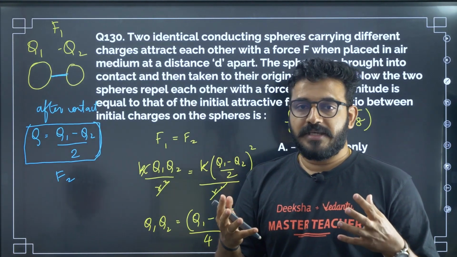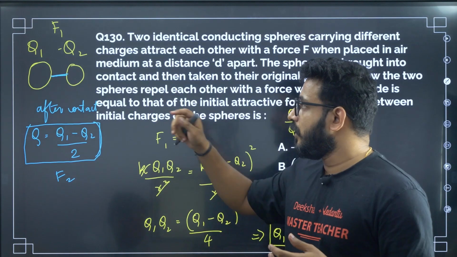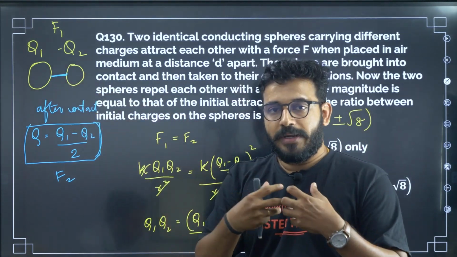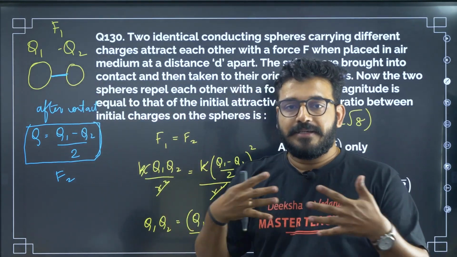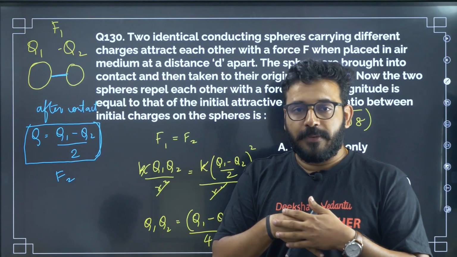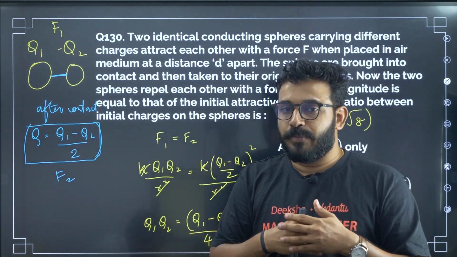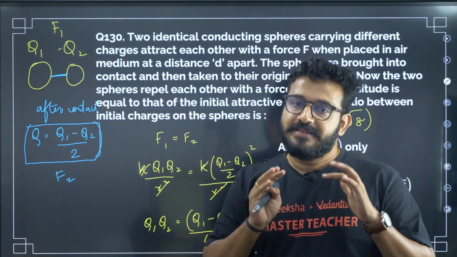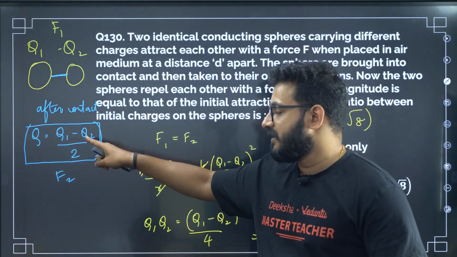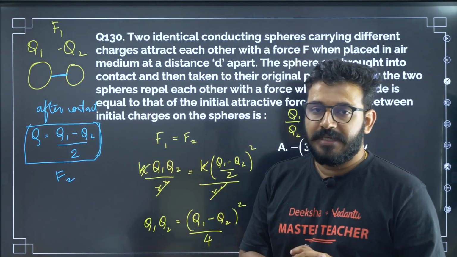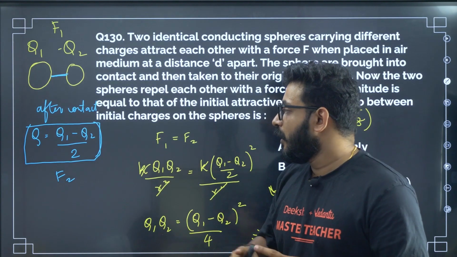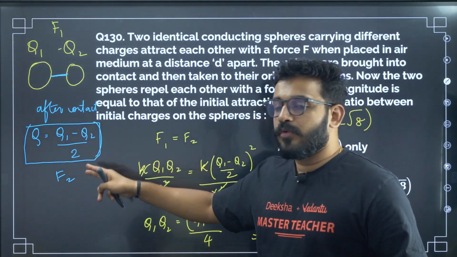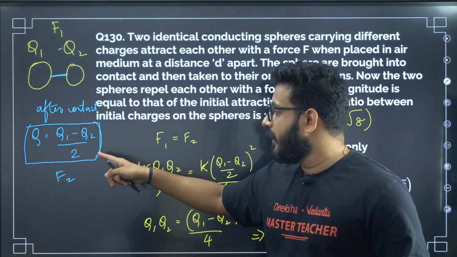So what happens here is basically, when you touch two identical spheres together, there is a charge redistribution. When charge redistribution happens, finally they attain the same potential, and since they are identical, they attain the same charge. That charge is given like this. So this is how you formulate.